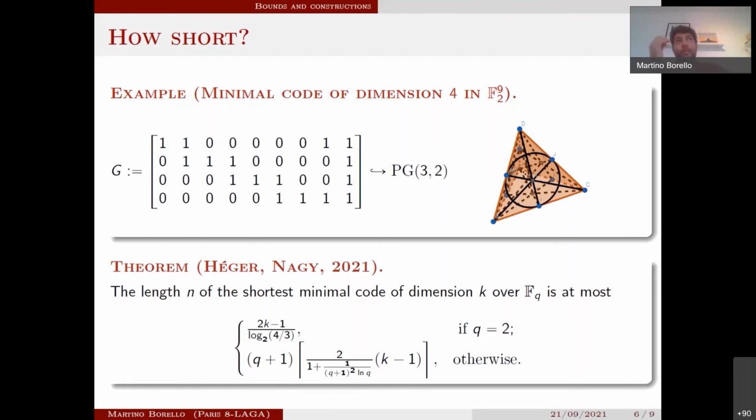But the problem is that this result is not constructive. It does not provide you an explicit construction of minimal codes of short length. But of course, it tells you that this is possible. It is possible to do.